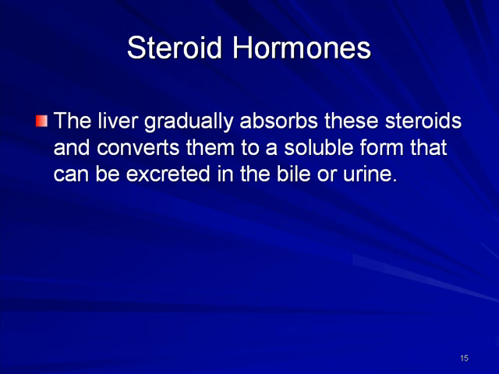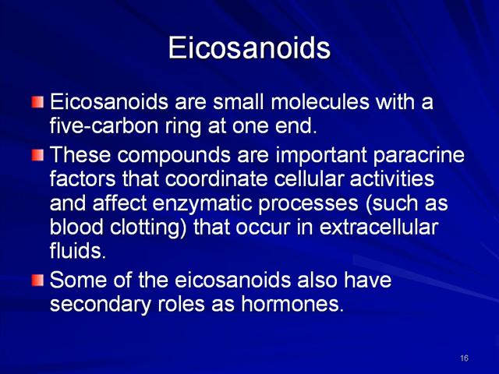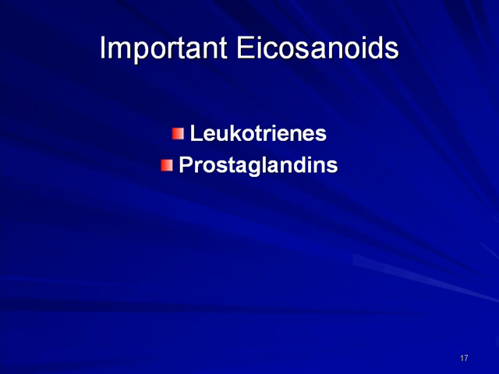Steroid hormones: the liver gradually absorbs many of them and converts them to soluble forms that are excreted in the bile and in the urine. Eicosanoids I didn't spend a lot of time on, but they're small molecules. 5-carbon ring compounds are important in paracrine factors, coordinate cellular activities, and affect enzymatic processes such as those we see in blood clotting. The eicosanoids have secondary roles as hormones, so primarily we don't see them involved.